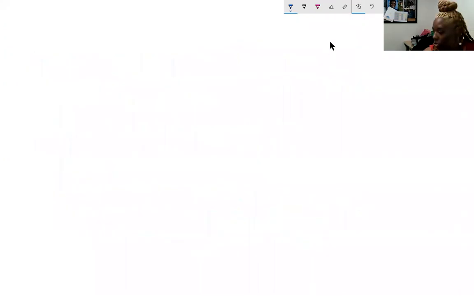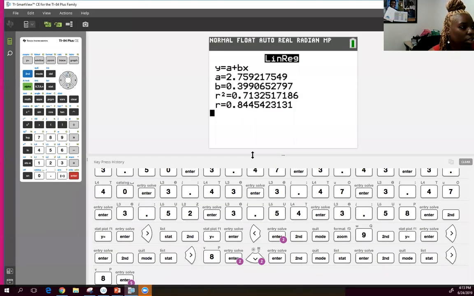Okay, so when I looked at the calculator, it's going to be y equals a 2.759 plus b, which is 0.399x. Okay, so we're going to keep it to 3 decimal places. So let's write that down.